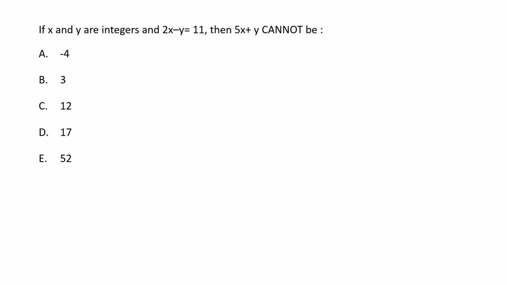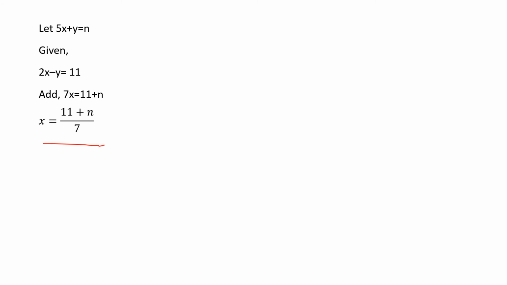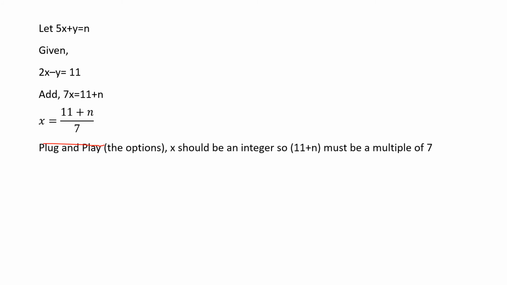If x and y are integers and 2x minus y is equal to 11, then 5x plus y cannot be... We begin by assuming 5x plus y is an integer n. We're given that 2x minus y is 11. By adding both of these expressions, we get 5x plus 2x, that's 7x, plus y minus y gets cancelled. We get 7x is equal to 11 plus n. And taking 7 to the denominator, we get x is equal to (11 plus n) divided by 7.